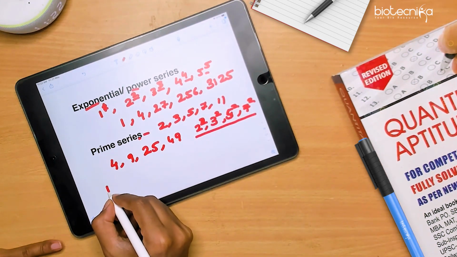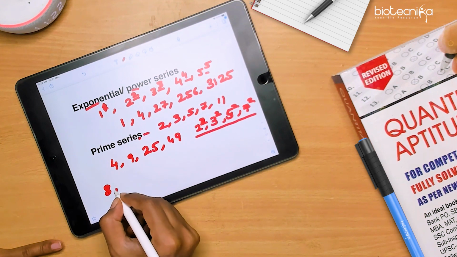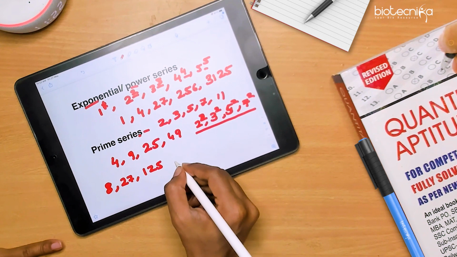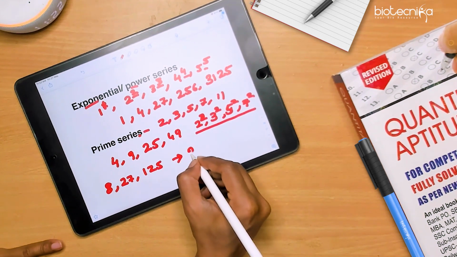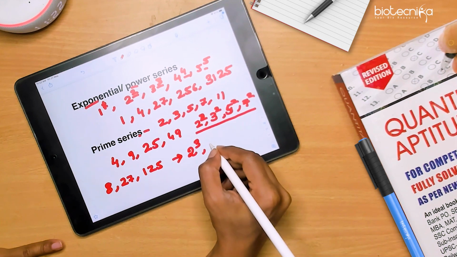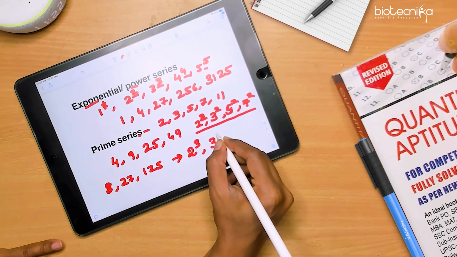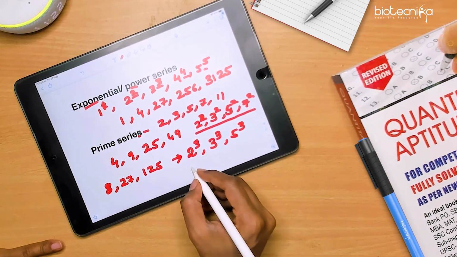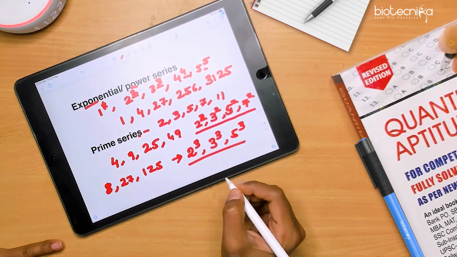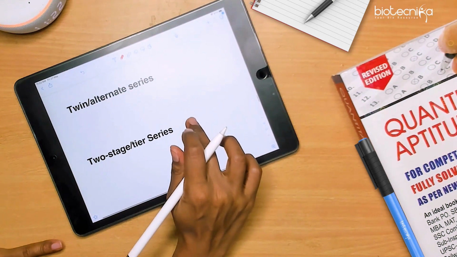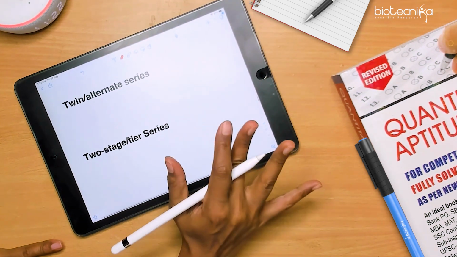And another series, if you have 8, then you have 27, then you have 125. So how is it following the pattern? You have the first prime number cube, okay? Then you have the second prime number also cube, right? Third prime number cube. So this is also called a perfect cube series. This is another series. So yes, there are many types of series. If you just know them, it's very easy to solve.